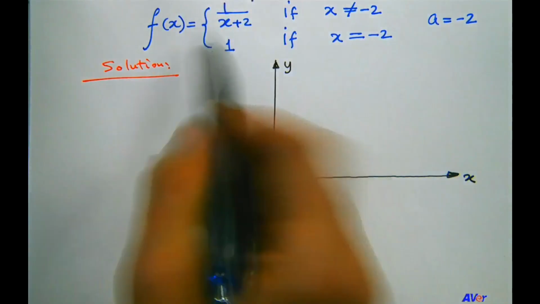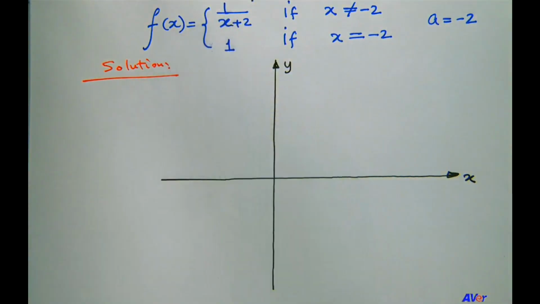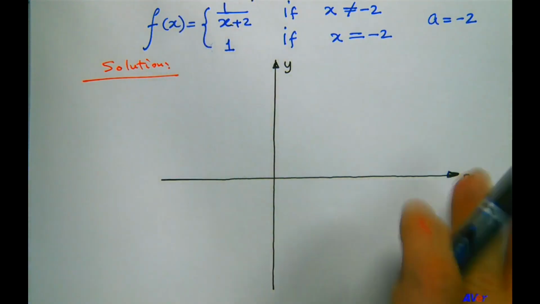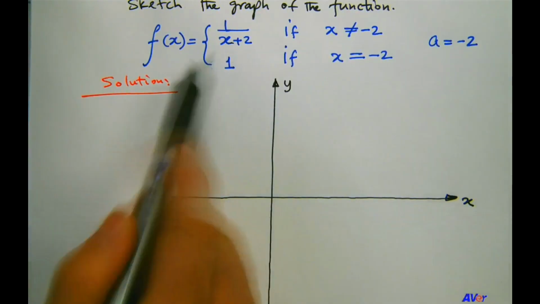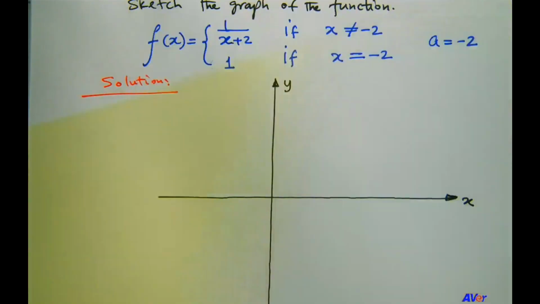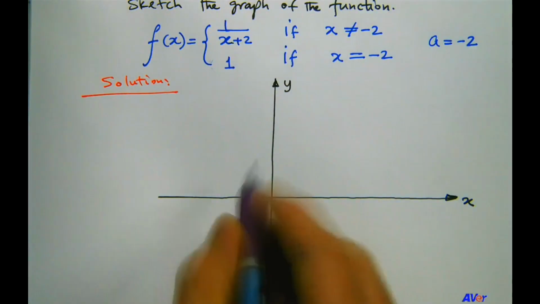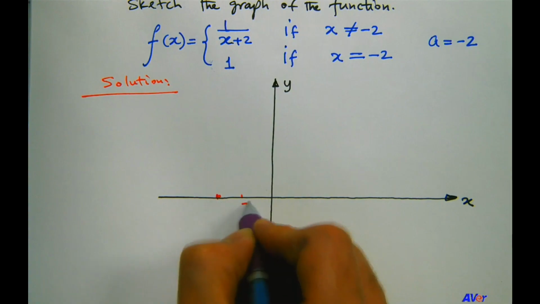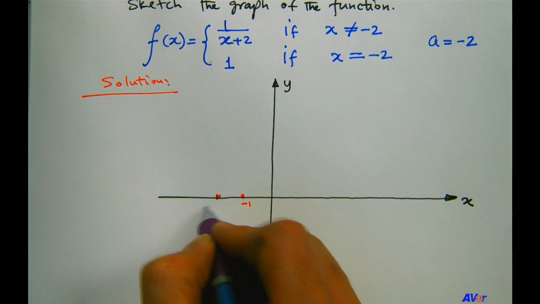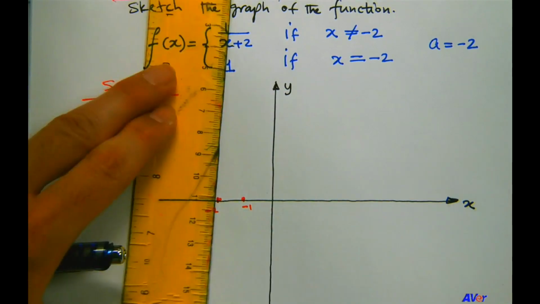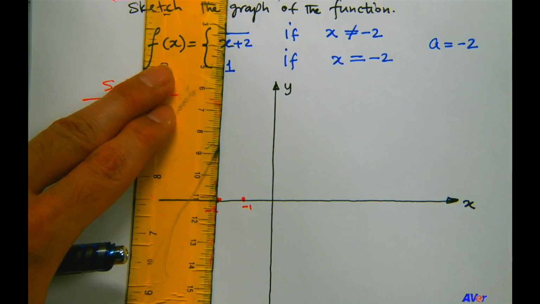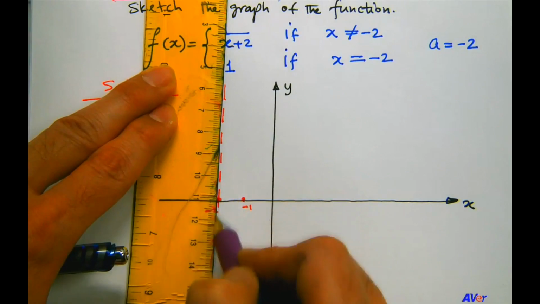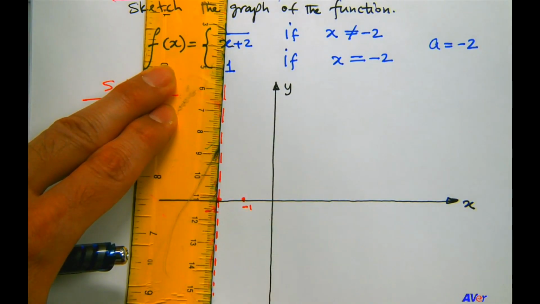And this is a rational function, this piece of it, and we know that at x equals negative 2, we have a vertical asymptote. So let's draw that. Let's draw that here. So this is negative 1, and this is negative 2, and we want to draw a dashed line to indicate that there is a vertical asymptote right there.